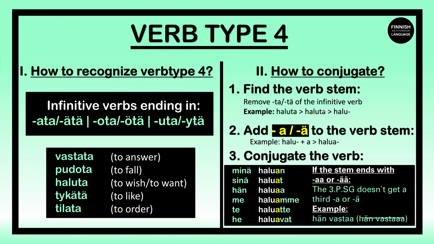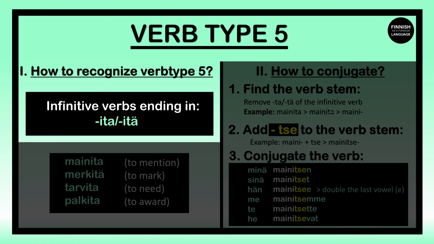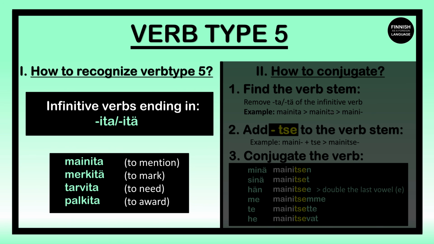We are pretty much done. Verb type 5. How do we recognize verb type 5? Infinitive verbs that are ending in ita or ite belong to the fifth verb type. Here are some examples. Mainita, to mention, or merkite, to mark. How do we conjugate verb type 5?